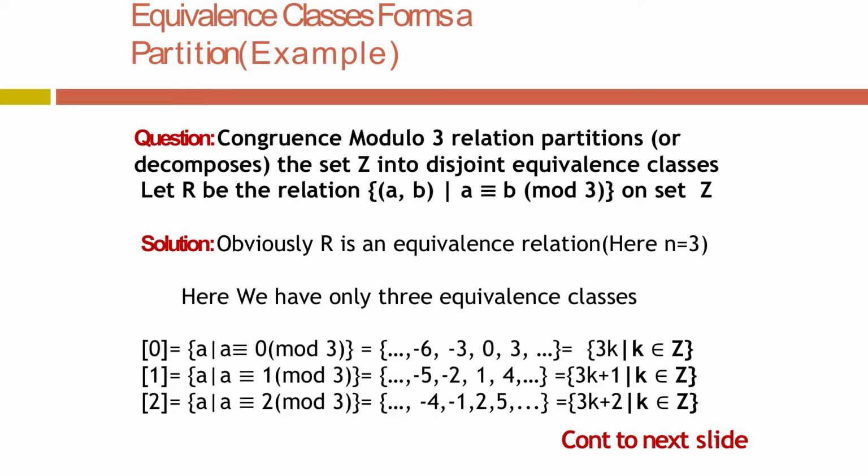What we have to prove? The congruence modulo 3 relation partitions or decomposes the set Z into disjoint equivalence classes. Already we have discussed that equivalence classes are disjoint. So, we have to prove that the congruence modulo 3 relation on the set of integers decomposes or partitions it into disjoint equivalence classes. So, we will use the blackboard for this.